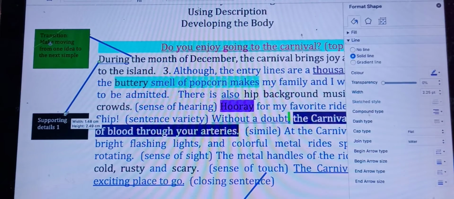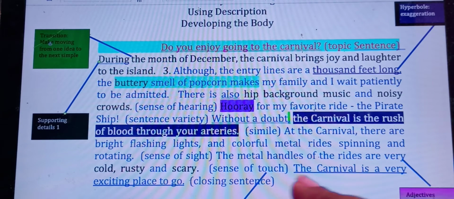Here's supporting details sentence number one. During the month of December, the carnival brings joy and laughter to the island. So he did not talk about a different topic. He continued by giving more information about his main idea. Now we go to sentence number 3.